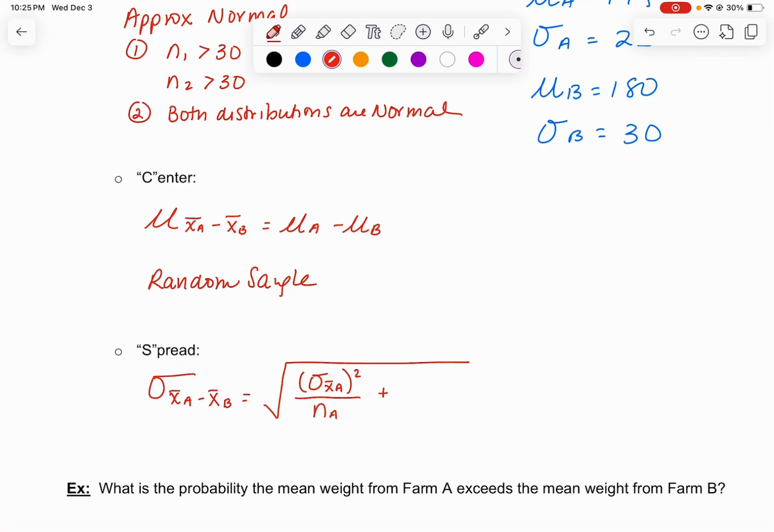And this is going to be plus the standard deviation for X bar B, that whole thing gets squared, all over the sample size for group B. Well, it's not X bar, sorry. I'm going to take the subscript of X bars off. It's just A and B, okay? And again, you can use this standard deviation as long as the 10% condition holds. So you have to check your 10% condition for both groups.